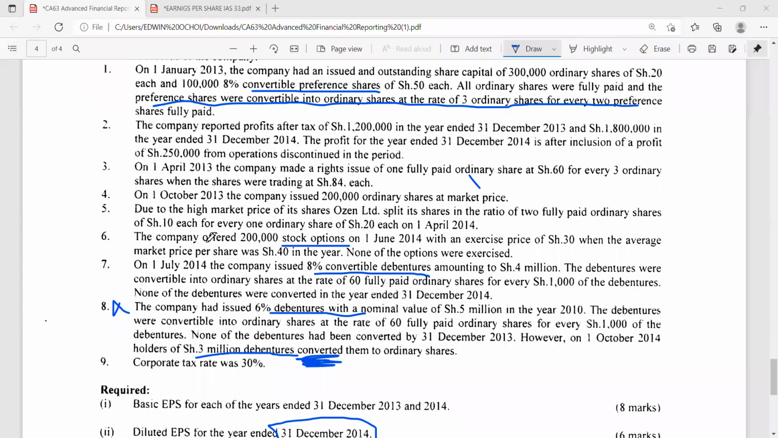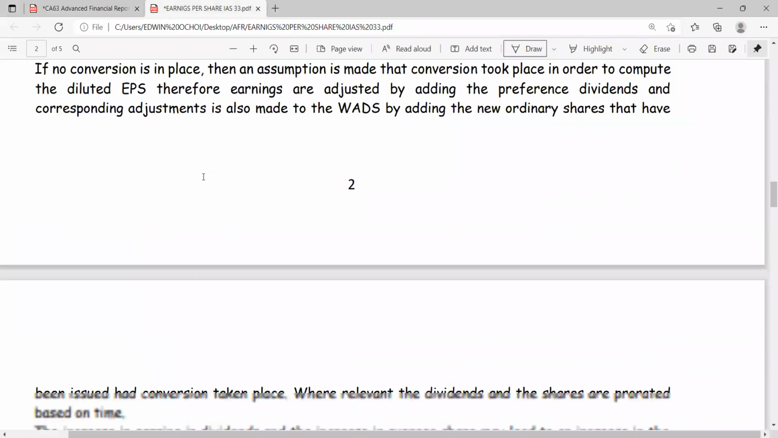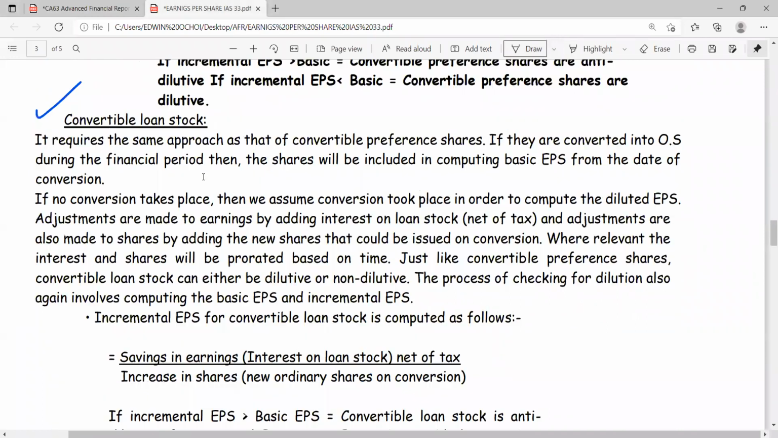Moving to another potential security, number 2 in the additional information, number 6, but this one I will make to be the last one, the stock options. Let me do number 7 and 8 first. So number 7 was concerning the 8% convertible debenture. Let me take you back to the notes and check what is done when you are dealing with a debenture.